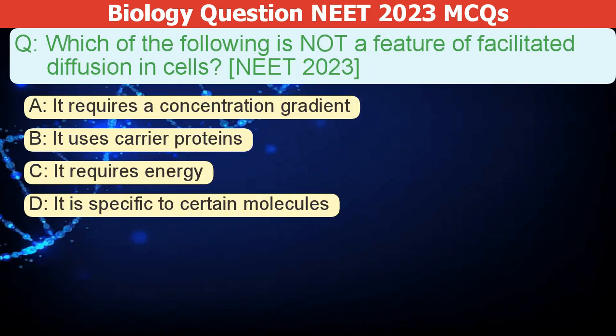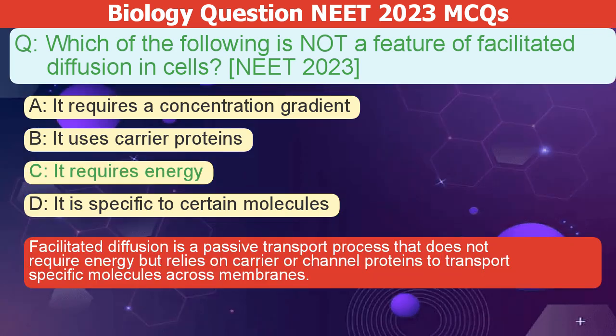Which of the following is not a feature of facilitated diffusion in cells? NEET 2023. A. It requires a concentration gradient. B. It uses carrier proteins. C. It requires energy. D. It is specific to certain molecules. The correct answer is C. Facilitated diffusion is a passive transport process that does not require energy but relies on carrier or channel proteins to transport specific molecules across membranes.